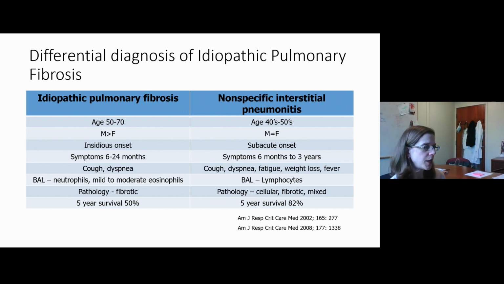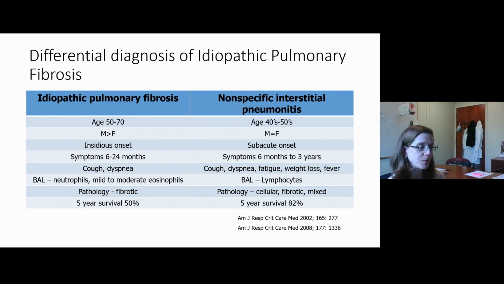IPF in general tends to have a male predominance, and patients tend to present later in life, so in their 60s, their 70s, their 80s. They tend to have many, many months, if not years, of symptoms by the time they present, so it has an insidious onset. Patients, if they do undergo bronchoscopy, will show a neutrophilia with some eosinophilia on their BAL, and pathology will be predominantly fibrotic interstitial lung disease. The survival rates between these 2 diseases are also very different.